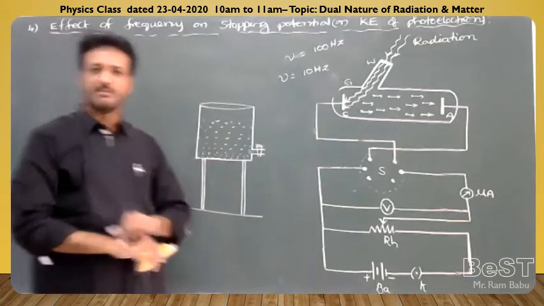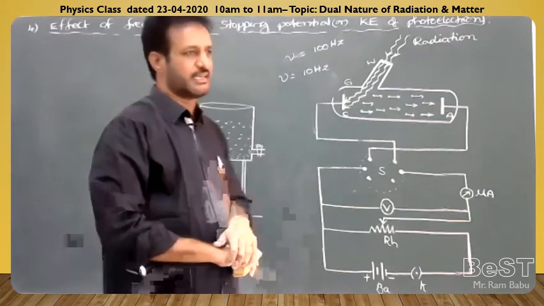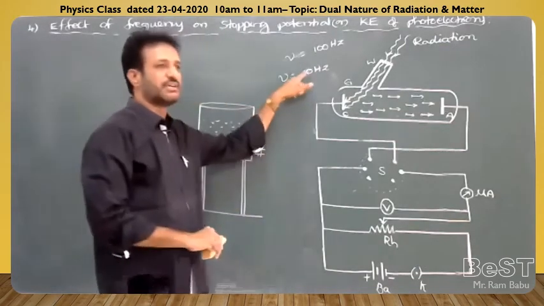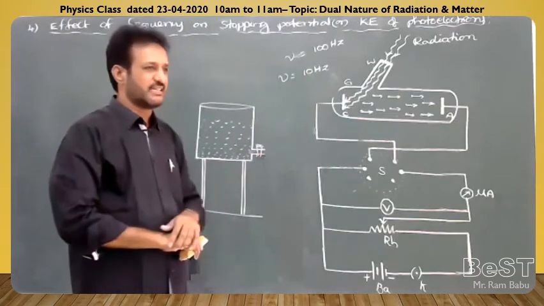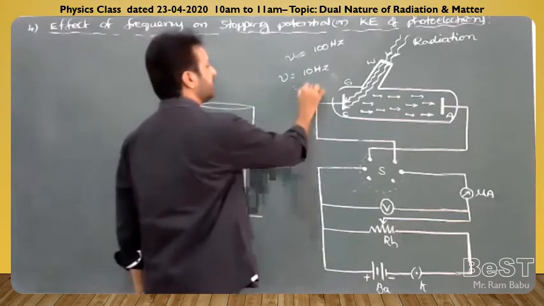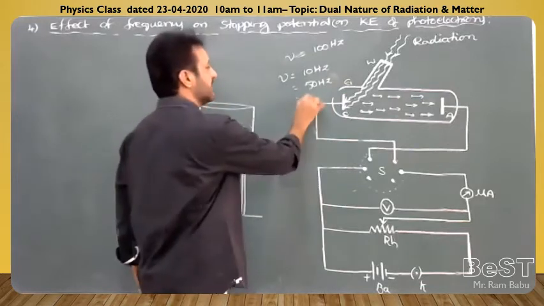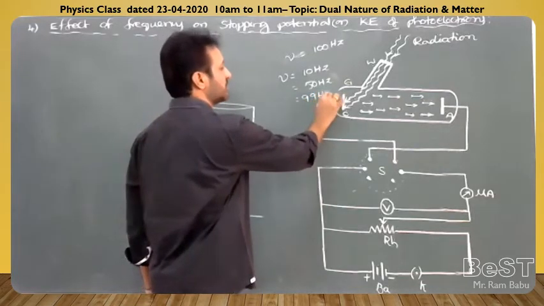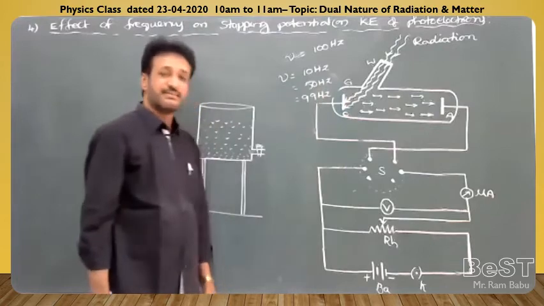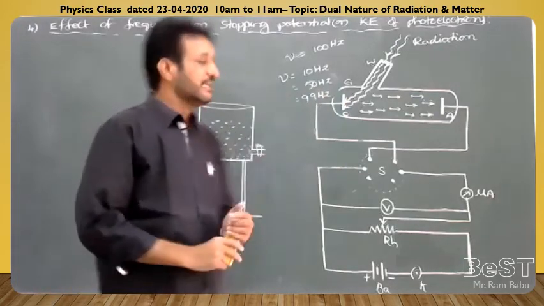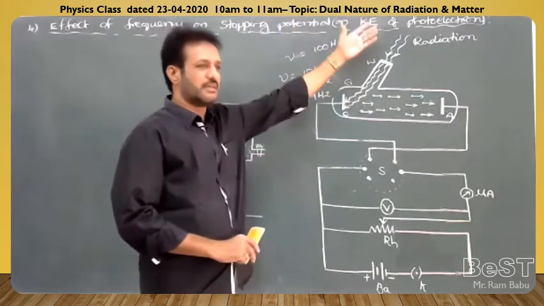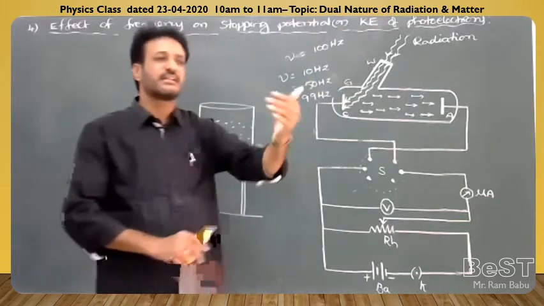The required frequency for emission of electrons is, say, a minimum of 100 hertz, but I am supplying only 10 hertz. No electrons will come outside. If I apply, for example, 50 hertz, still no electrons will come outside. And if I apply 99 hertz, also no electrons will come outside. Only when the frequency of the radiation is equal to or greater than the required frequency will electrons come outside.